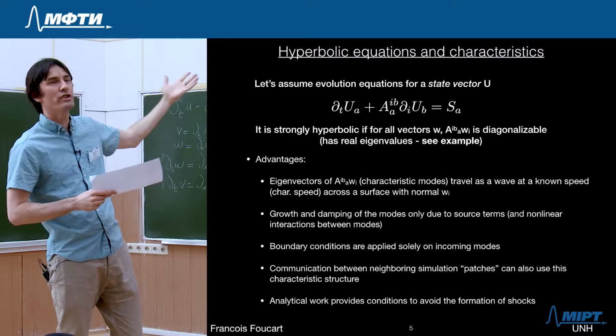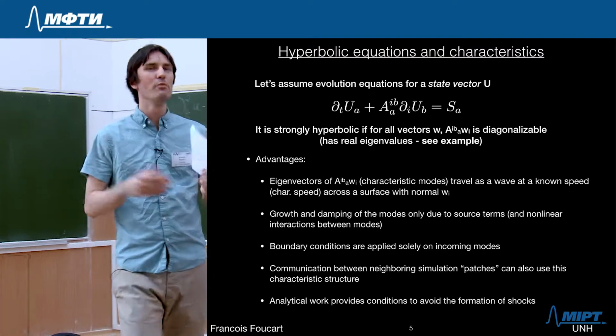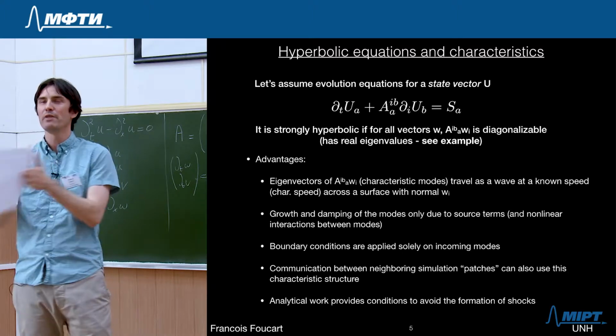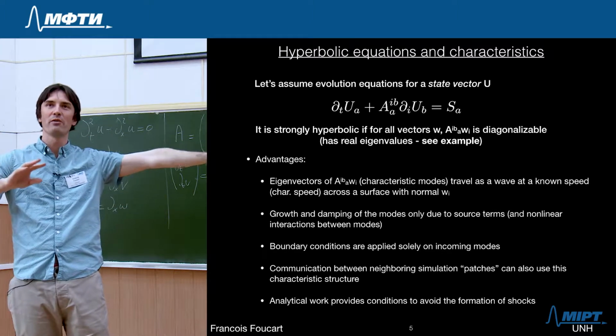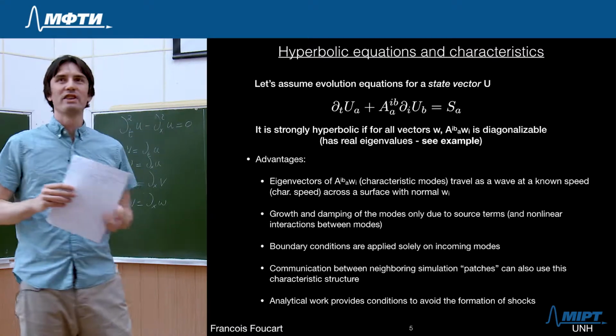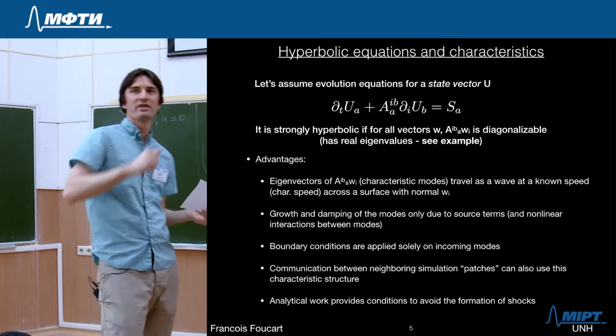You can apply boundary conditions using the eigenvalue decomposition. You can communicate between different regions of a computational domain. If you have an interface and you want to place one part of the interface on one computer, the other part on the other, these eigenmodes tell you which information has to come from the left side and which information has to come from the right side.